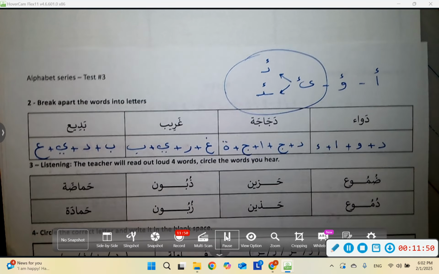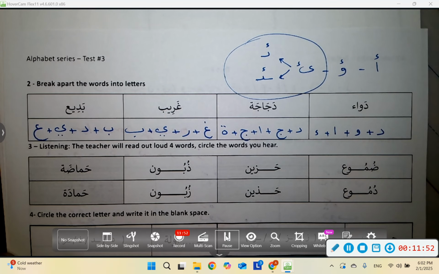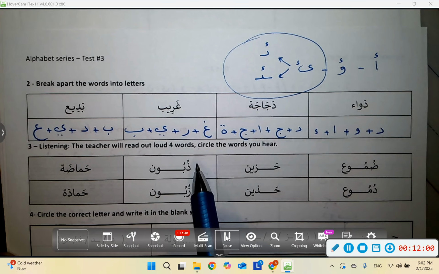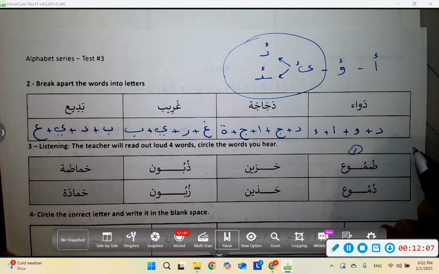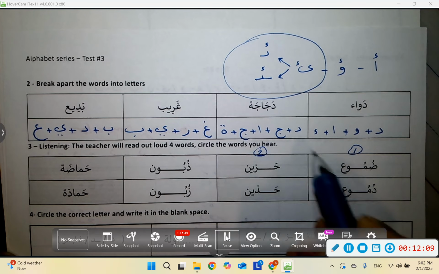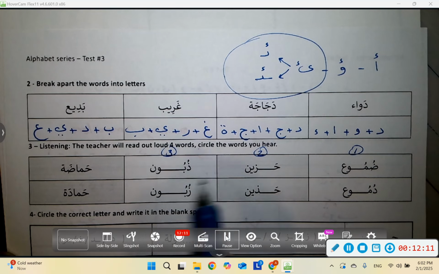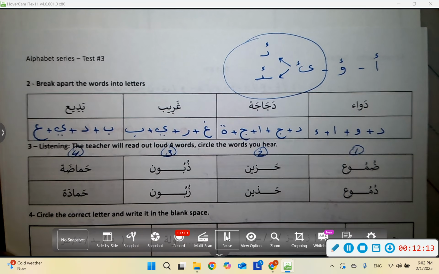Next question. Question number 3. Listening. The teacher will read out loud 4 words. Circle the words you hear. So we have the first column, the second column, the third column, and the fourth column.